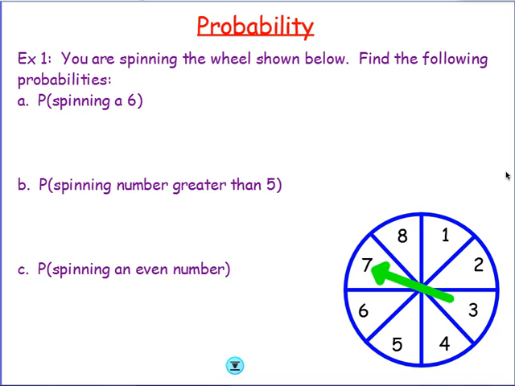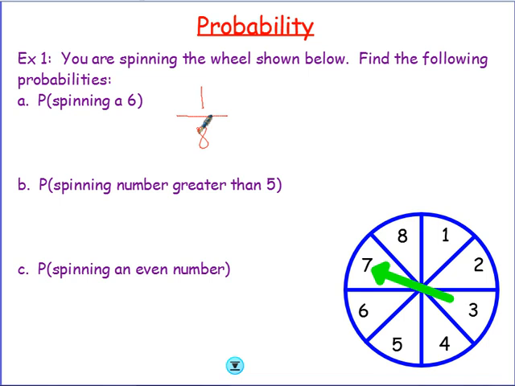Probability is simply found by writing a fraction. The number of items that you want goes on top. There was one 6. The total number of possibilities, which was 8, goes on the bottom. That's probability. However, one requirement always is that every fraction is reduced. 1/8 is definitely reduced. We're done there.